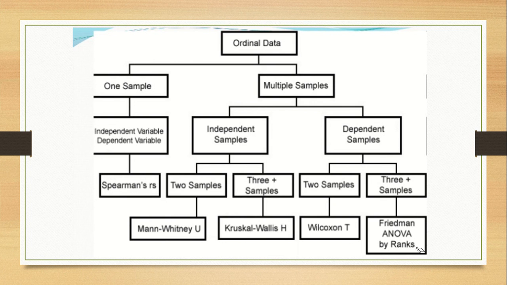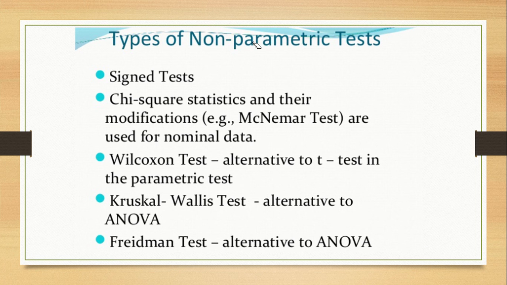Alright, so I hope you got the idea, class. This is very rough because I want to cover everything in just one session so that we can proceed later on to the details. So for the types of non-parametric tests, we have the sign test, chi-square statistics, and their modification, that is the McNemar test, used for nominal data. The Wilcoxon test is the alternative to the t-test in the parametric tests. And we have the Kruskal-Wallis test, alternative to ANOVA, and the Friedman test, alternative to ANOVA as well.